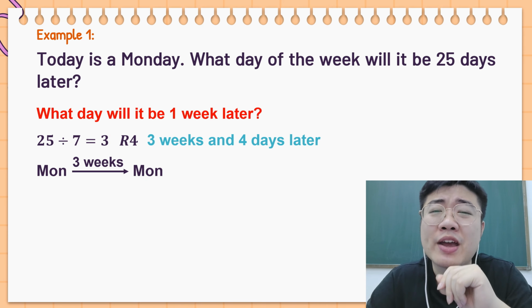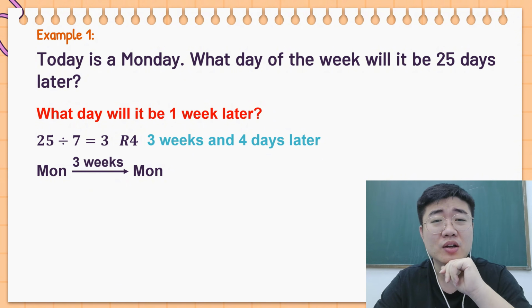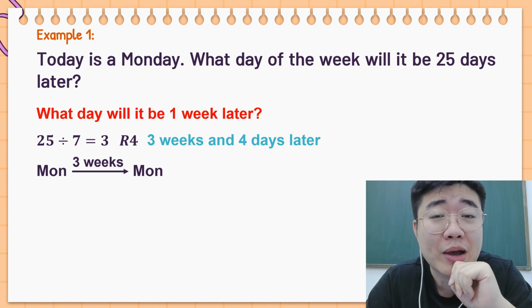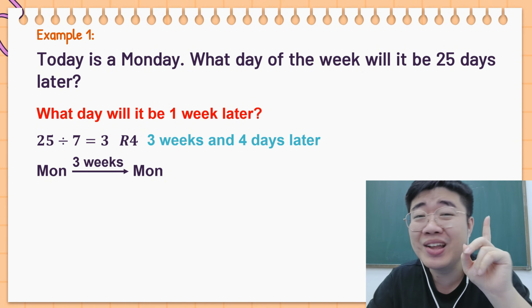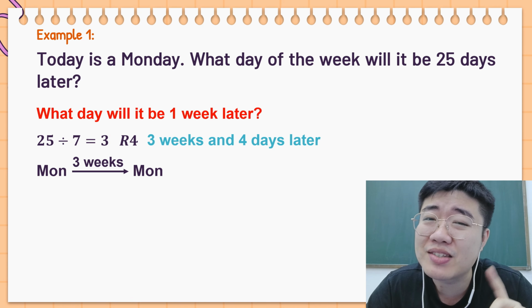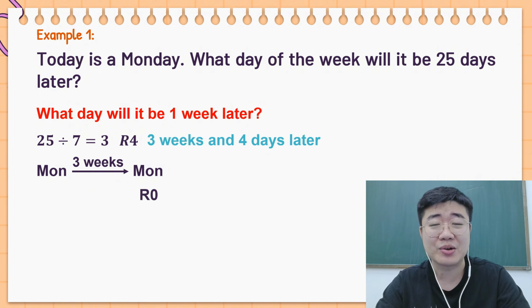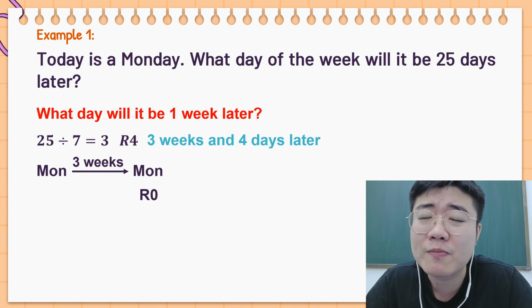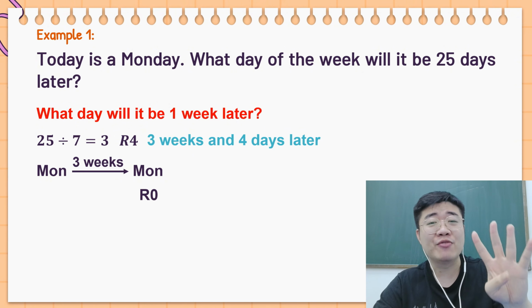So we'll notice that if it's a whole number of weeks later, would there be a remainder when divided by 7? There will be no remainder when divided by 7. So we can also label it here. If it's no remainder, or we can say remainder 0, it will be the same day. Now we still want to find 4 days later.